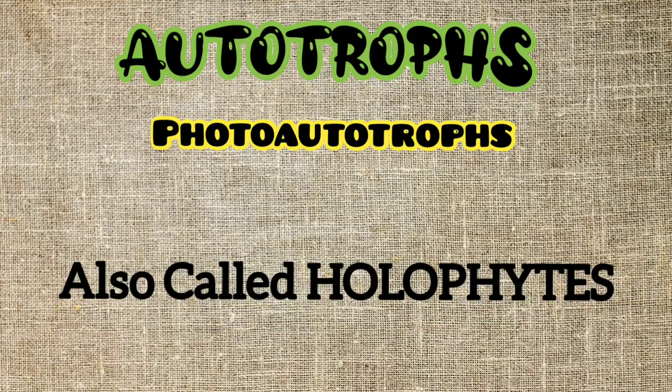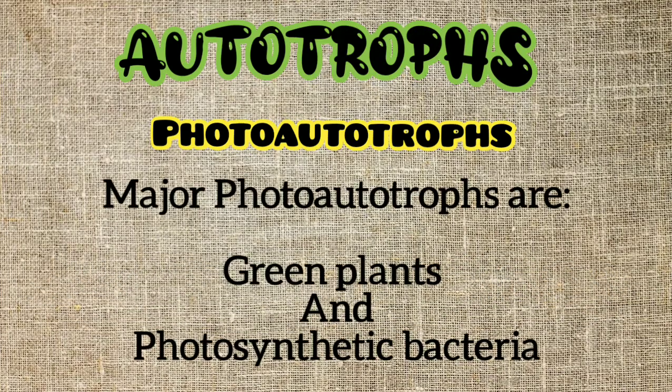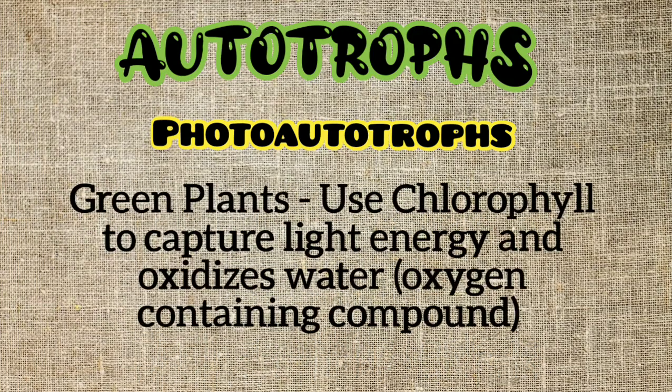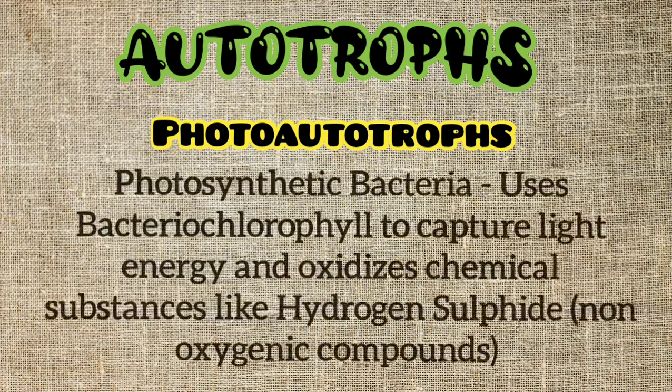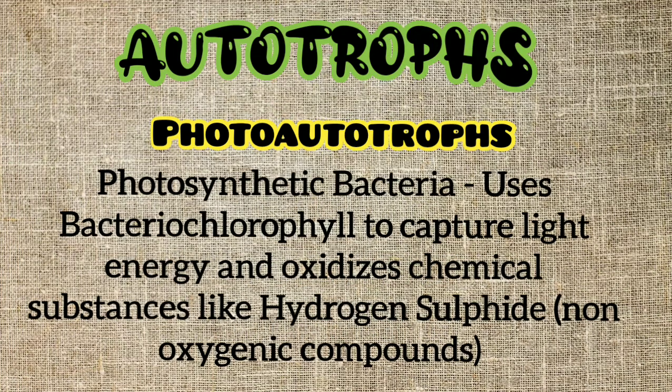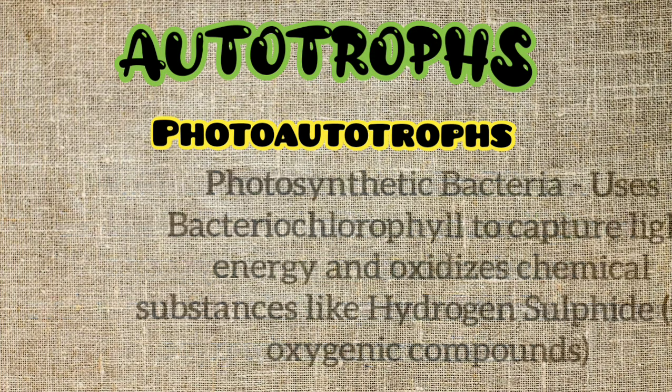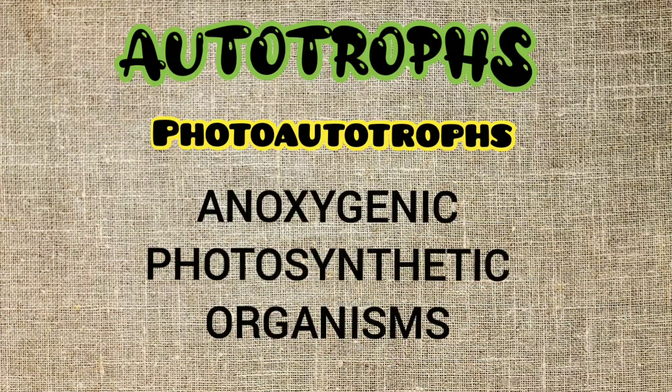Photoautotrophs are also referred to as holophytes. Major photoautotrophs are green plants and photosynthetic bacteria. Green plants use chlorophyll to capture light energy and oxidize water to oxygen. Hence, green plants are oxygenic photosynthetic organisms. On the other hand, photosynthetic bacteria use bacterial chlorophyll to capture light energy and oxidize chemical substances such as hydrogen sulfide instead of water. Hence, these organisms are anoxygenic photosynthetic organisms.